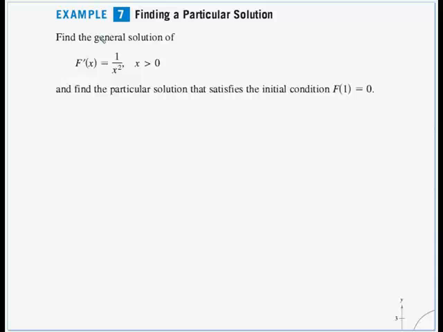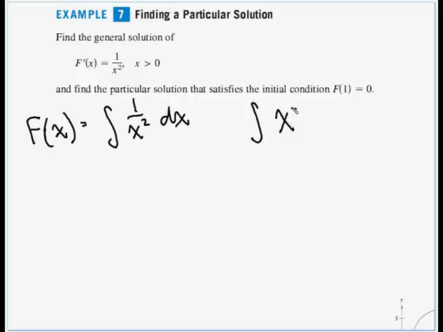So here in example 7, it says find the general solution of this, and then find the particular solution that satisfies this initial condition, f of 1 is equal to 0. So first let's find the general solution. f of x is going to equal the antiderivative of 1 over x squared dx. And let's rewrite that with a negative exponent, the antiderivative of x to the negative 2 dx.